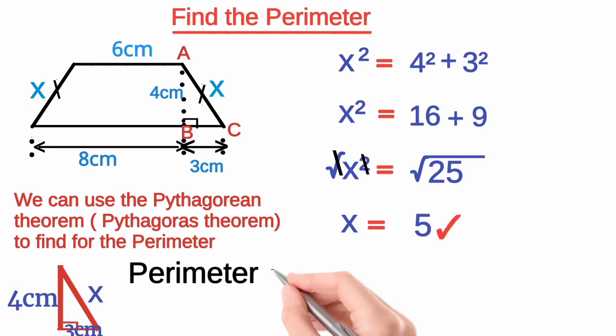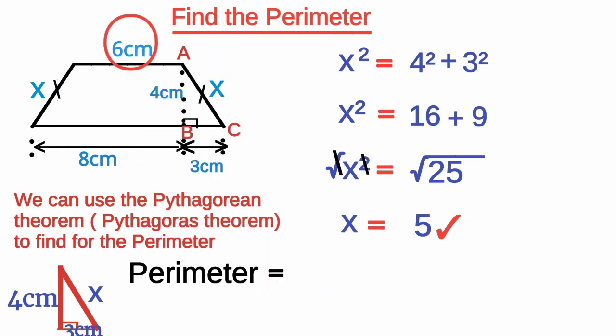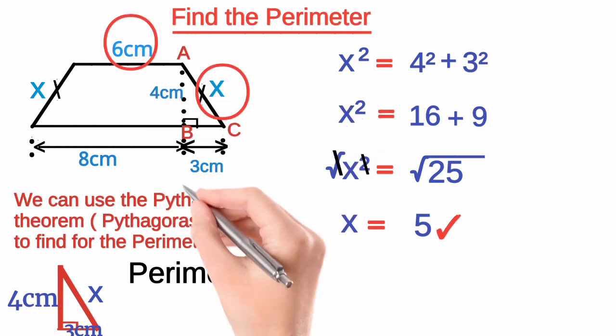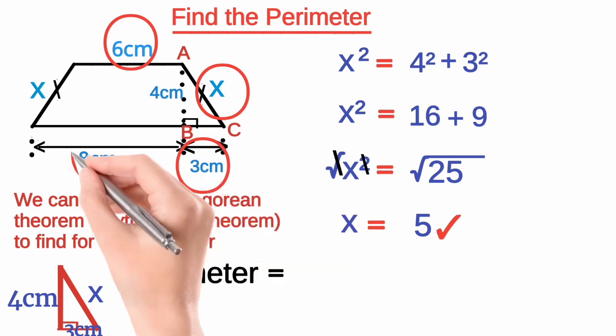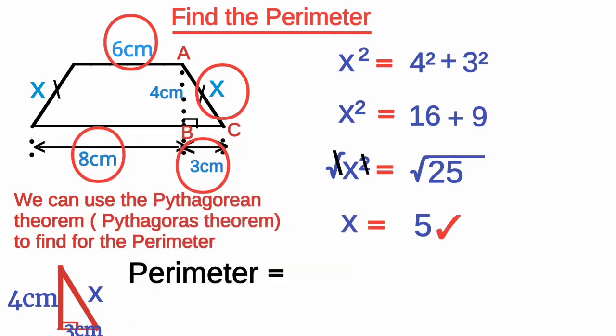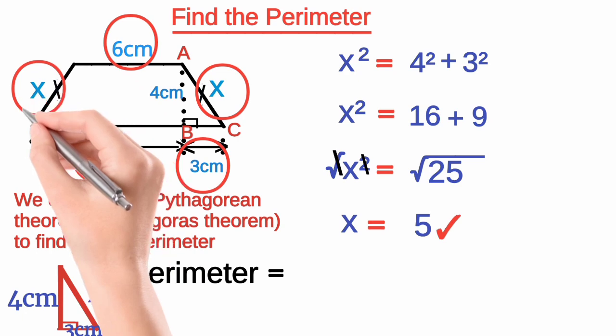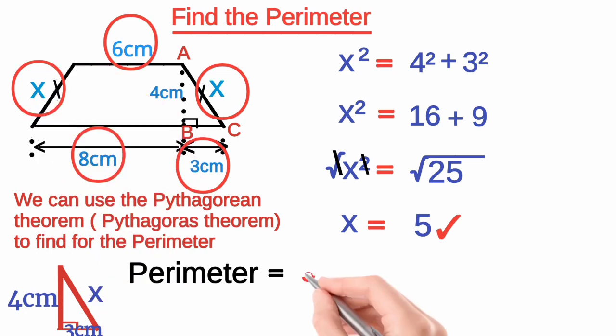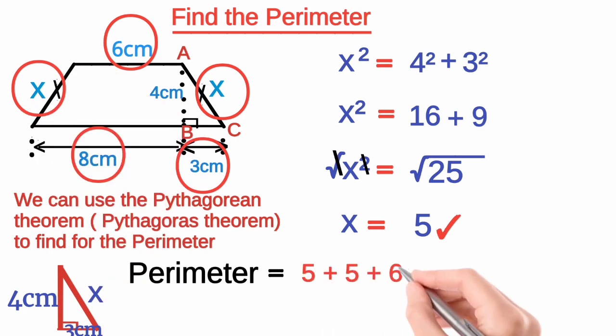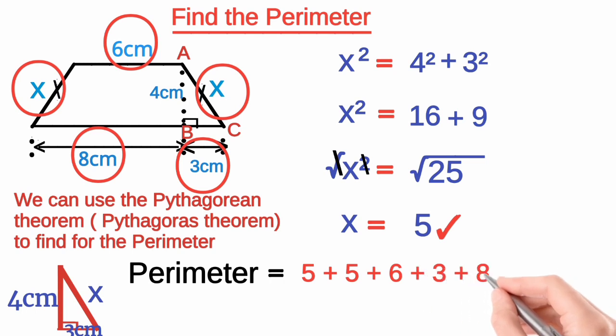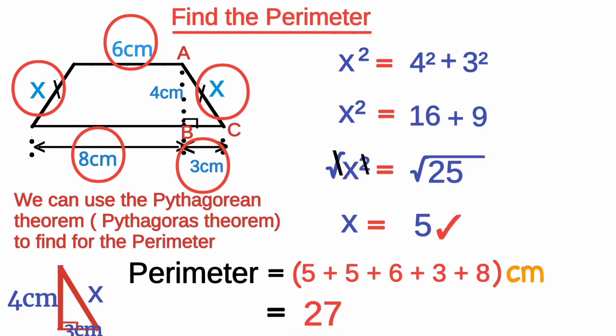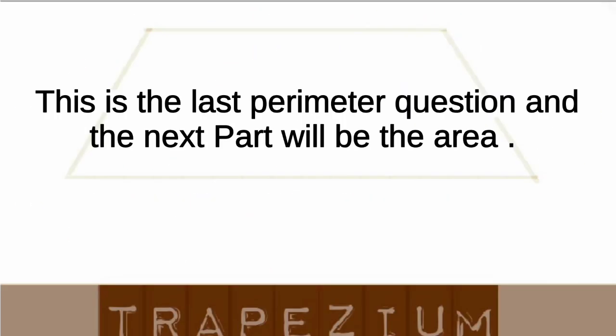That's the answer. We can find the perimeter by adding all the sides of the figure, from 6 centimeters, 8 centimeters, 3 centimeters, and the last one, S centimeters, which is equal to 5. So 5 plus 5 plus 6 plus 3 plus 8, all in brackets centimeters because they are all in centimeters. The answer is equal to 27 centimeters. This is the last perimeter question, and the next part will be the area.